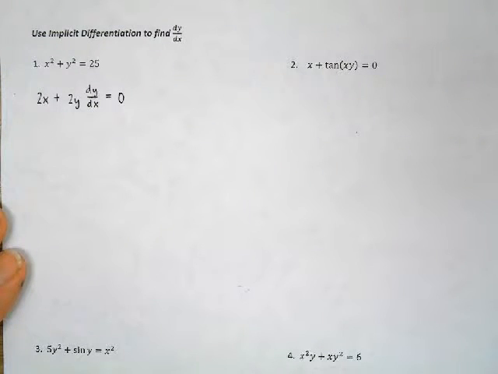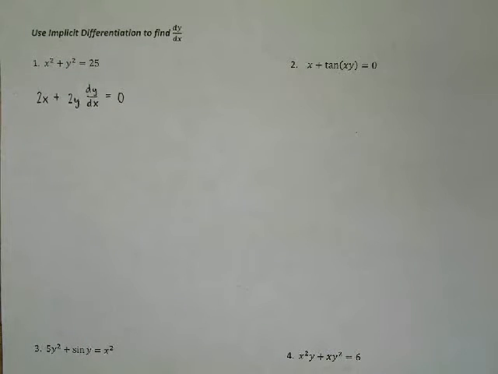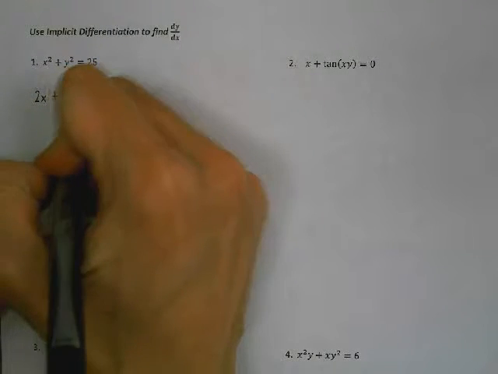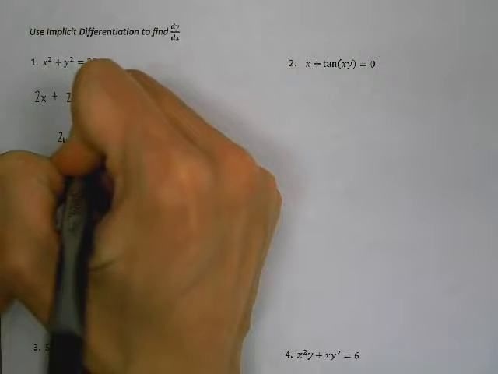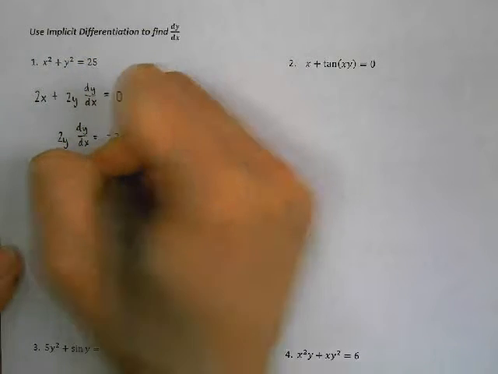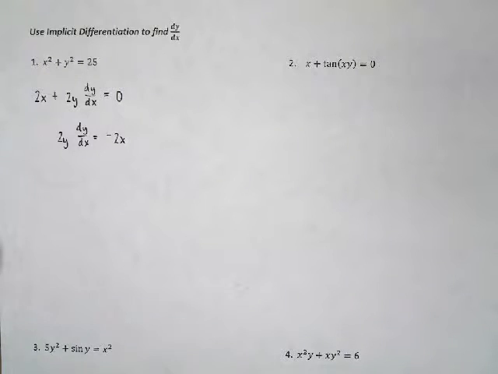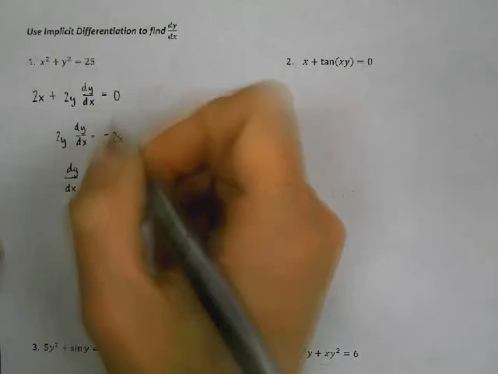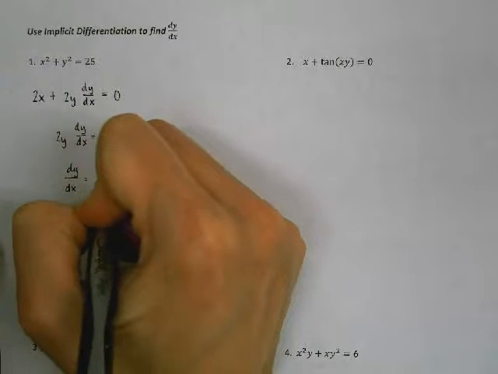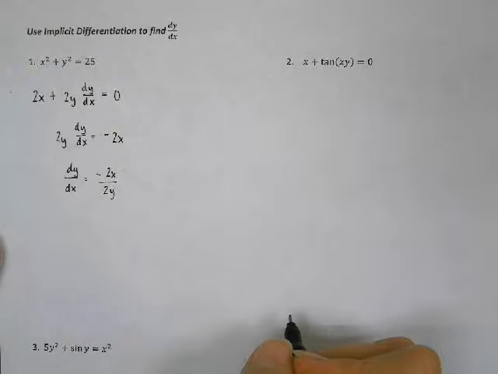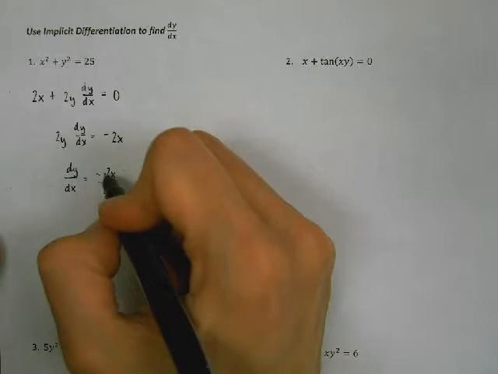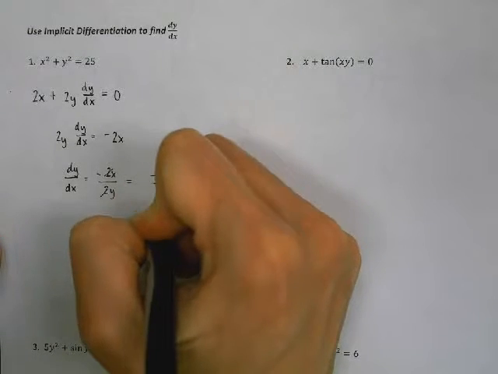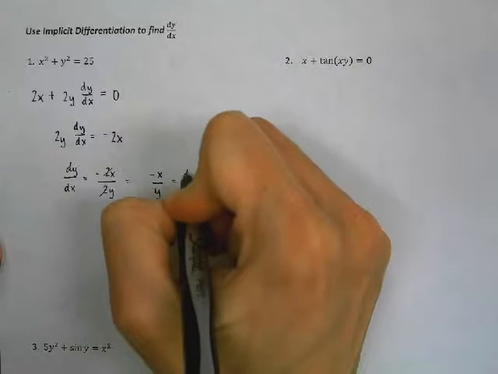And so now the only work left to do is to get that dy dx by itself. So I'm going to subtract 2x from both sides. And now to get dy dx all by itself, I'm going to go ahead and divide both sides by 2y. And then the only other thing I notice is I can factor out and cancel the 2, and so my derivative is negative x over y.